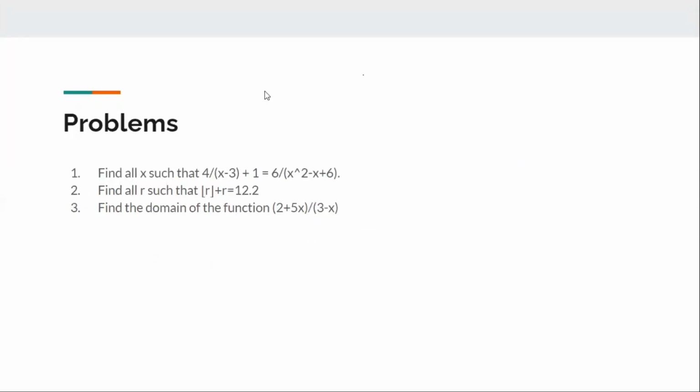Okay, here's some problems. I'll give you guys a minute to work on them because we don't have that much time left, and I have to discuss a lot.